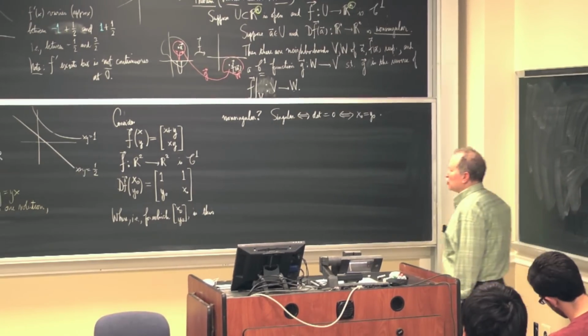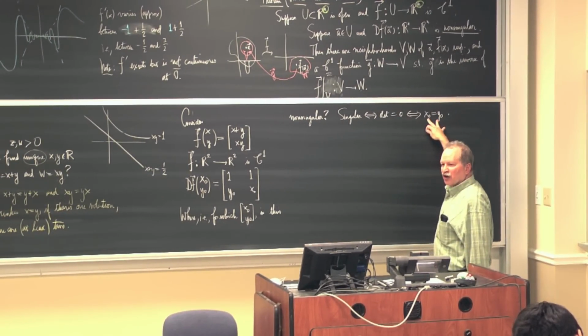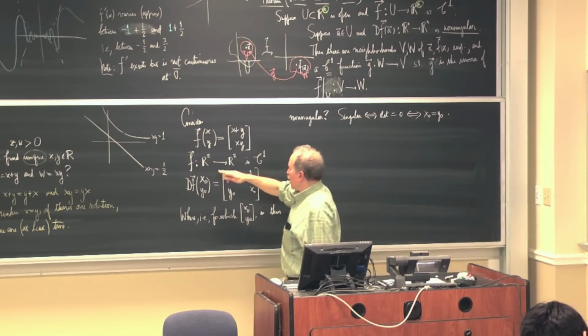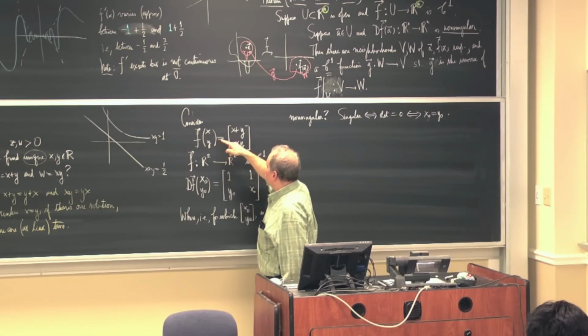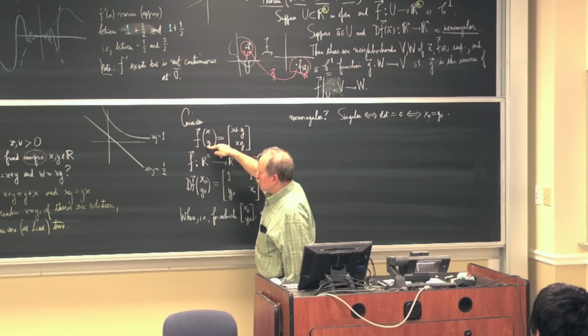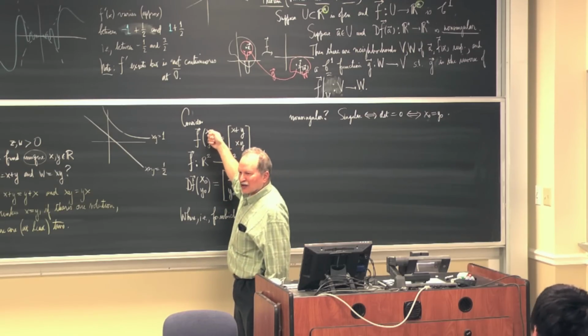Is that surprising you from what we were discussing? If you're at a point where x naught equals y naught, then do you think this mapping is going to have a local inverse? If you're near a point where your x and y are the same, then if you have a point in the image, can you uniquely reconstruct the x and the y?